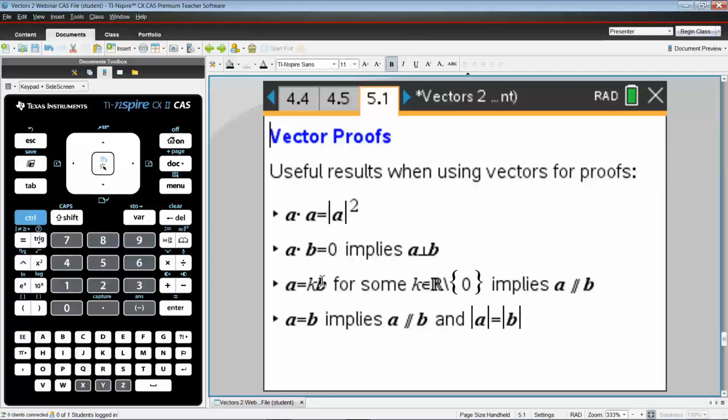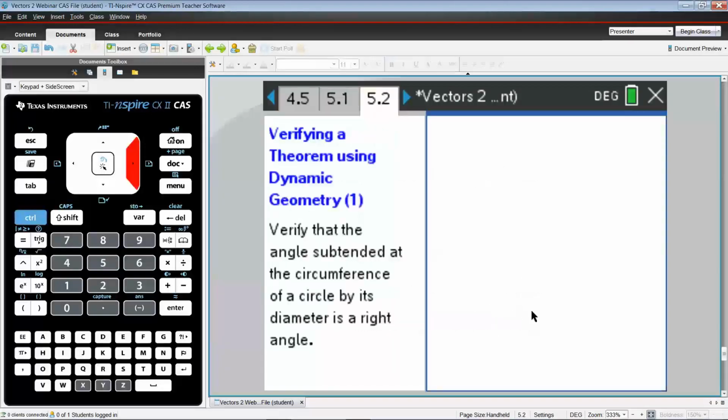If one vector is a scalar multiple of another vector, it implies that the two vectors are parallel. And finally, if two vectors are equal, this implies that the two vectors are, of course, parallel to each other, but it also implies that their magnitudes are the same. Okay, so let's look at a quick couple of examples.